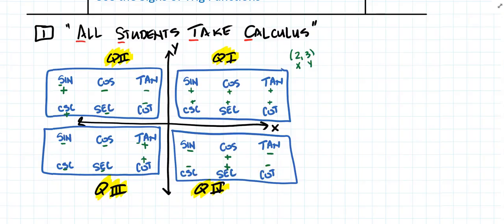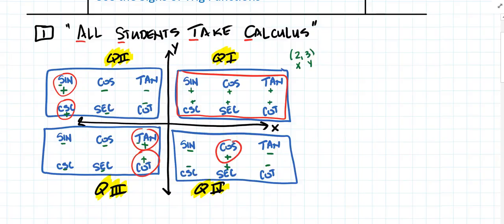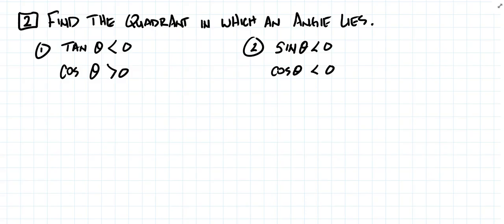So all students take calculus means that every single trig function is going to be positive in quadrant number 1. Only the sine and the cosecant are positive in quadrant 2. Only tangent and cotangent are positive in quadrant 3. And then C for calculus, only cosine and secant are positive in quadrant number 4. So that's a mnemonic device to help you remember which trig function is positive in which quadrant.